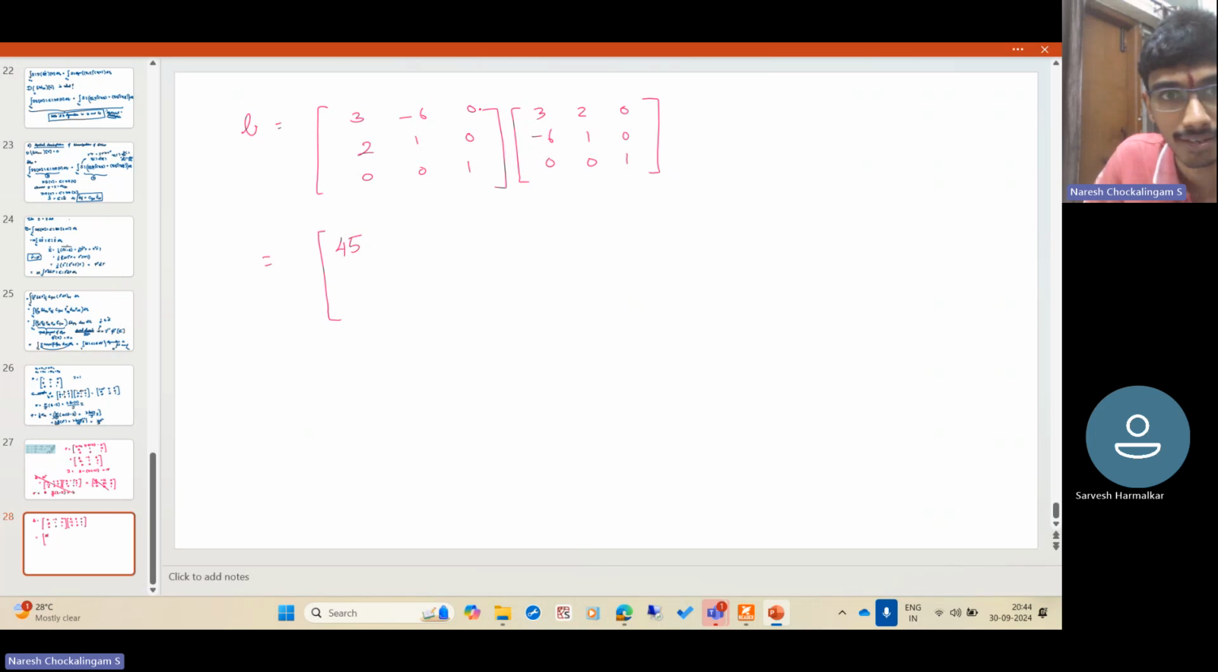Then it is 6 minus 6, 0. Then again this is 0, 0. So the second one is 2 square plus 1, which is 5. Then 0, 0, then 1. Yes, so it is diagonal. That's very good.